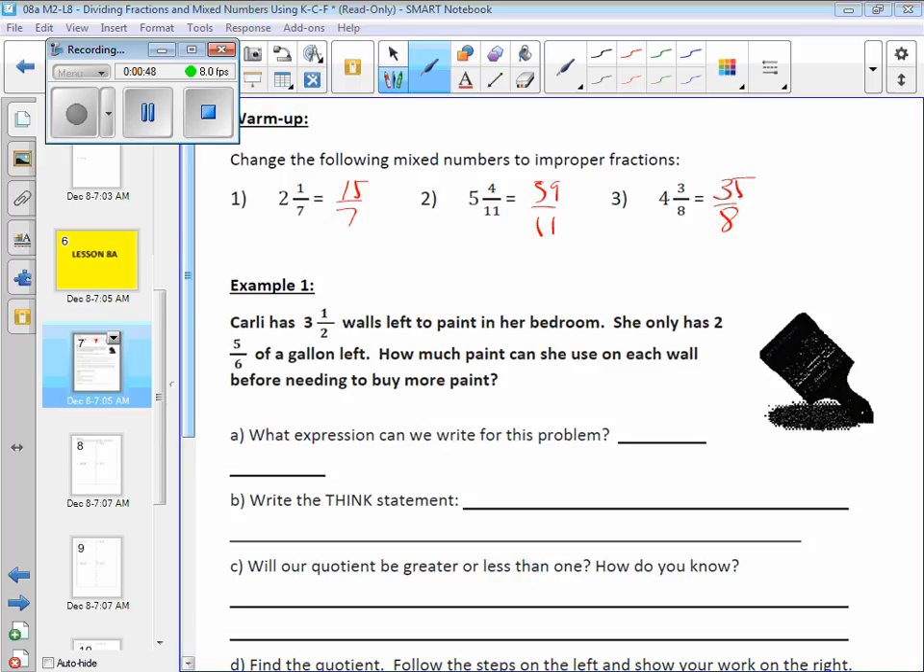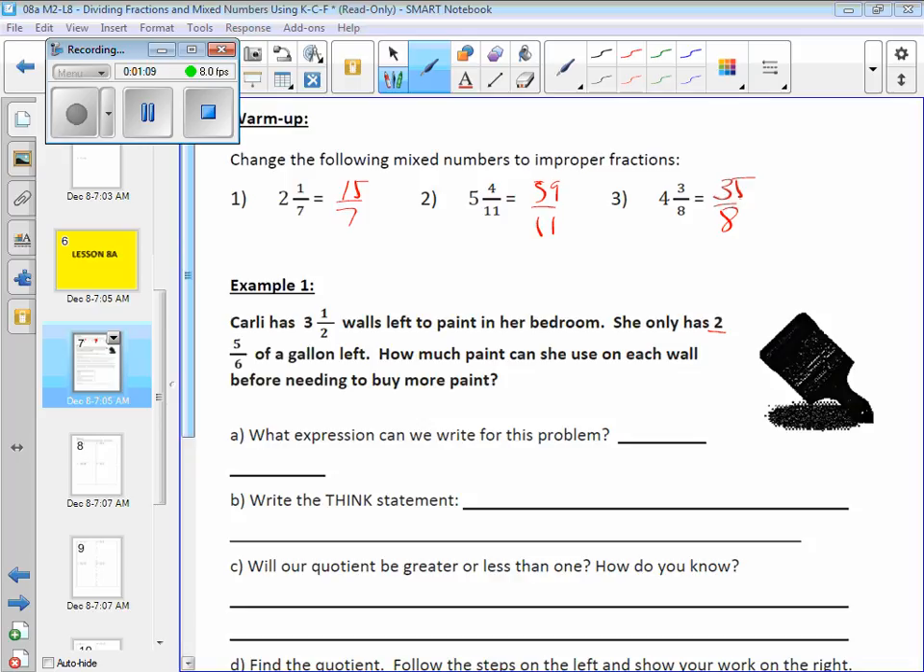Carly has 3.5 walls left to paint in her bedroom. She only has 2 and 5/6 of a gallon left. It's kind of confusing because they split the whole number. If I retype this, I want to put that 2 and 5/6 together so it doesn't look like it's 5/6. She only has 2 and 5/6 of a gallon left. How much paint can she use on each wall before needing to buy more paint?